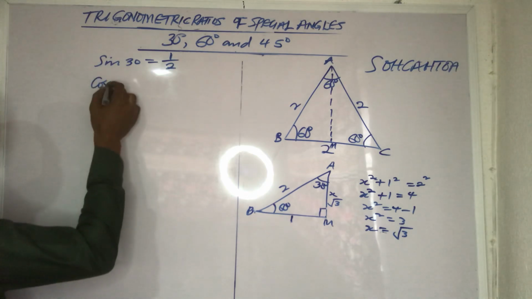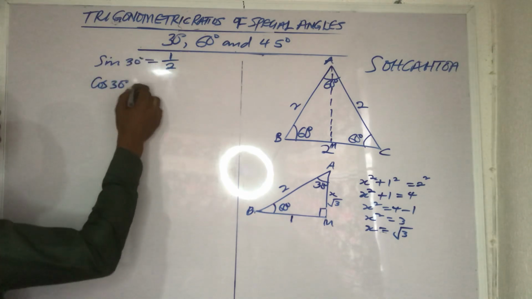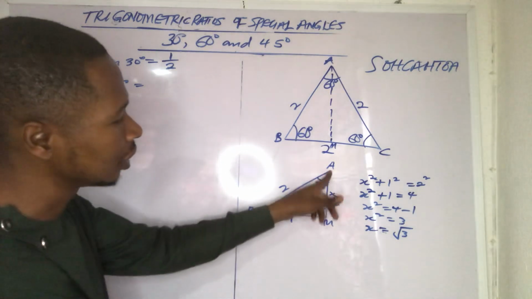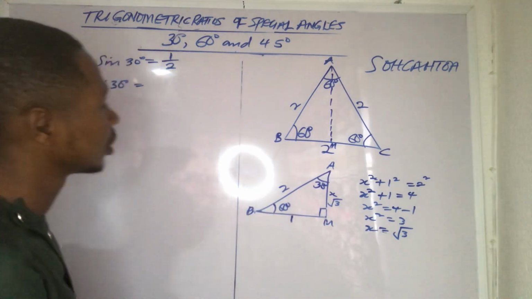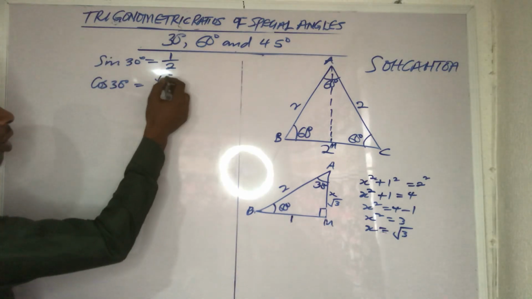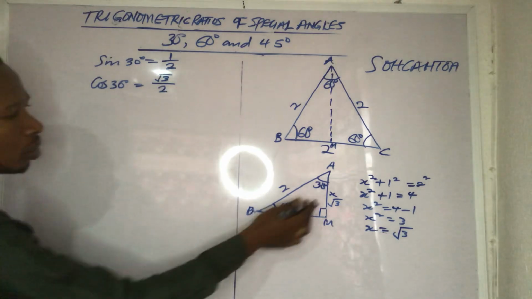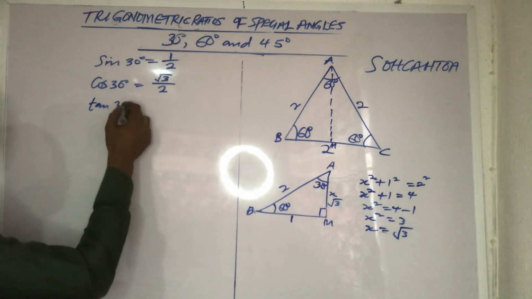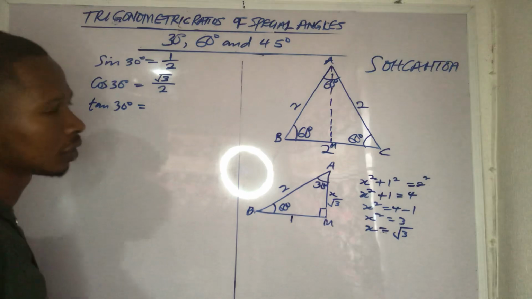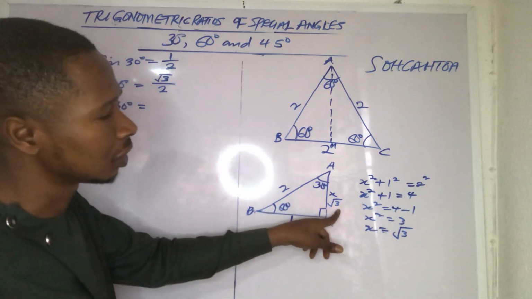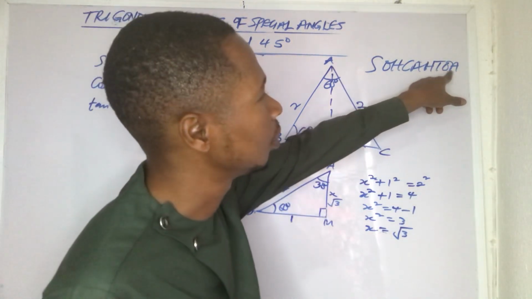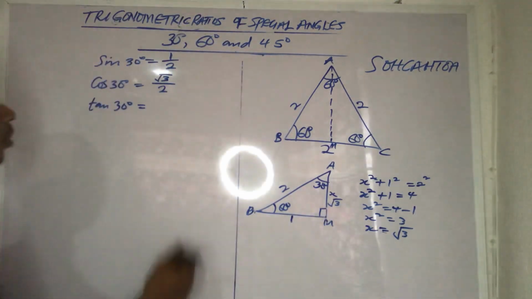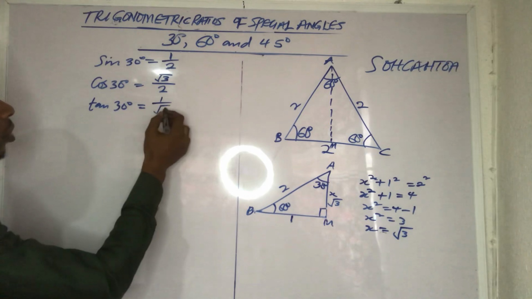Then cos 30, cos is adjacent over hypotenuse. That will give me root 3 over 2. While tan 30 is equal to opposite over adjacent. TOA, opposite over adjacent. So that will give me 1 over root 3.